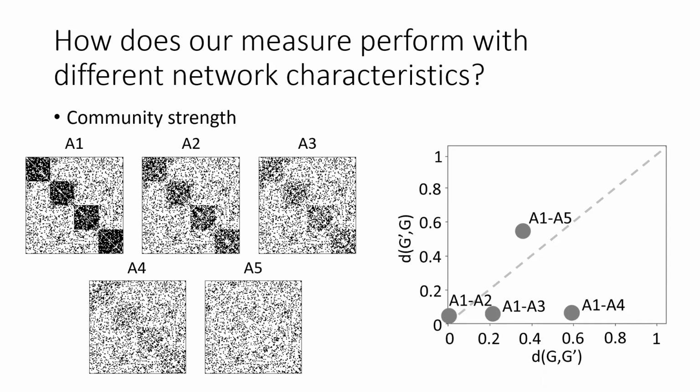So we compare network A1 to A2, A3, A4, and A5, where A5 seems to not really have modular structure at all. The inner and the outer probability of edges are actually the same. So it's really just a random graph. If we look at how our distance measure performs in the scatter plot, we can see when we compare network A1 to A2, A3, and A4, as the modular structure is less well defined, our measure increases in one dimension. So this is really the asymmetric behavior that we are seeing.